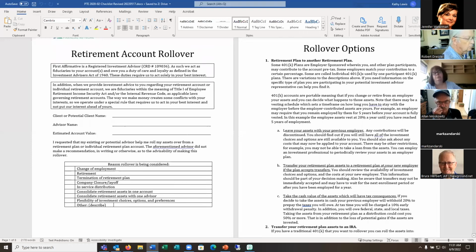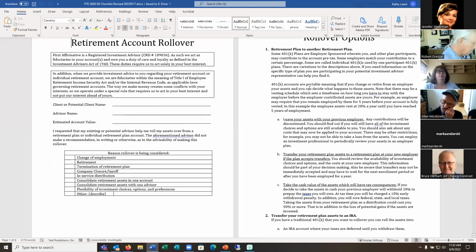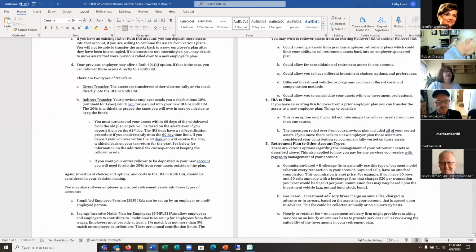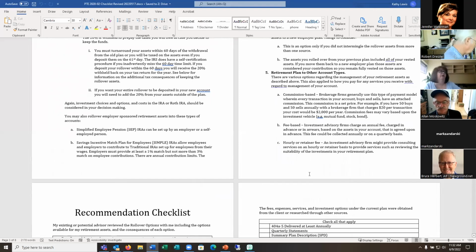The next section, as I said, I don't believe that education alone can be a reason to recommend that they do a rollover. However, I think you have to do the education. So I included a lot of information about what happens if you do a retirement plan to another retirement plan, what your options are, when you leave a previous employer, can you leave the money there? If you go to a new employer, can you roll it over? Or you can take it as cash, but you as the advisor need to explain the tax consequences of that. So there are a couple of pages of information on the different kinds of rollovers and the options that the clients have with those rollovers.